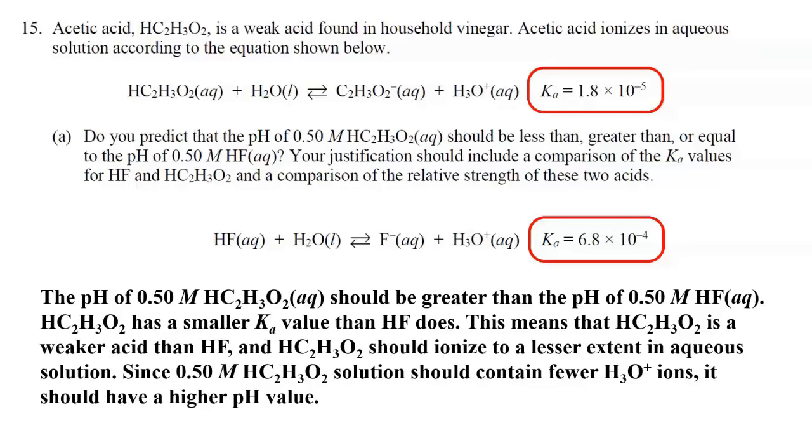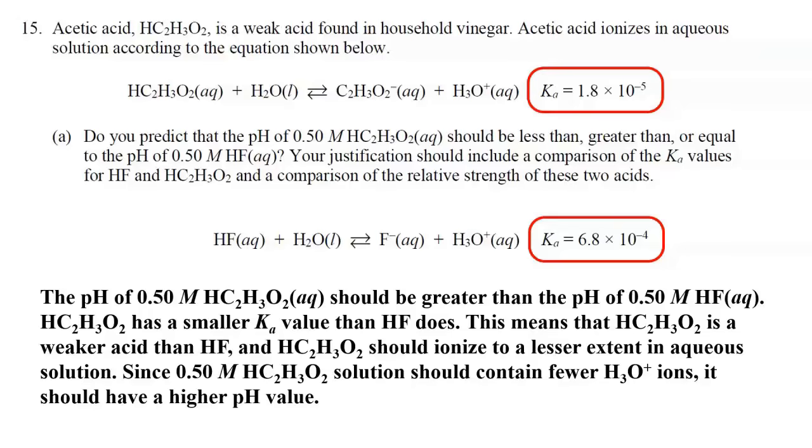The pH of 0.50 molar acetic acid should be higher than, or greater than, the pH of 0.50 molar hydrofluoric acid. Acetic acid has a smaller Ka value than hydrofluoric acid does. This means that acetic acid is a weaker acid than hydrofluoric acid, and acetic acid should ionize to a lesser extent in aqueous solution. Since 0.50 molar acetic acid solution should contain a lower concentration of hydronium ions, it should have a higher pH value.